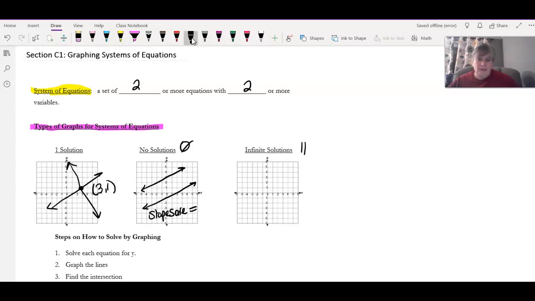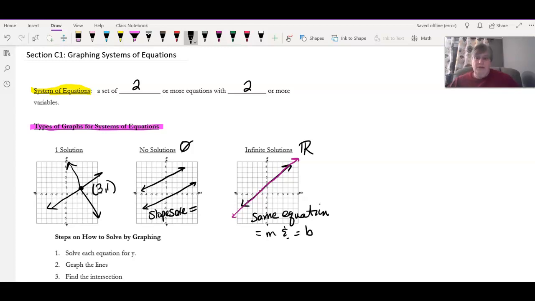Infinite solutions is still going to be this all reals answer. But what happens with infinite solutions is I have one line here. I'm going to change colors. And then the other line lies right on top of it. And so everywhere there is the line, those are solutions. And so in order to have infinite solutions, you're going to have the same equation. It may look different, but eventually you're going to have the same m and the same b.